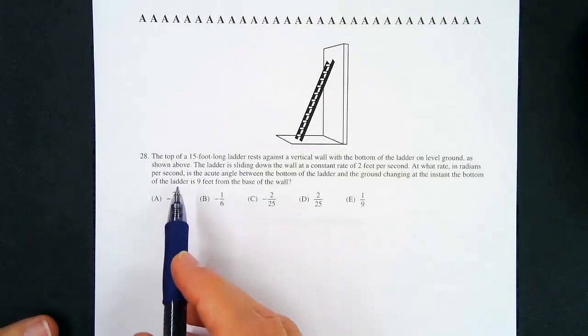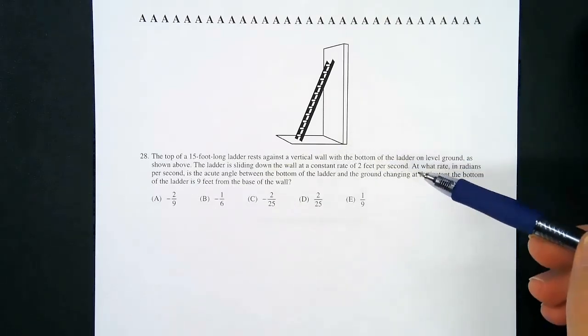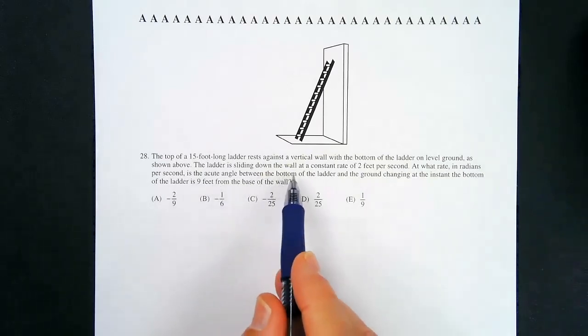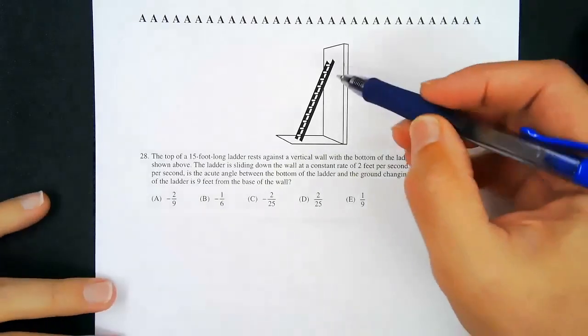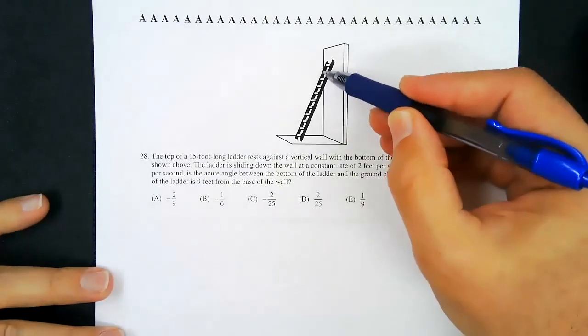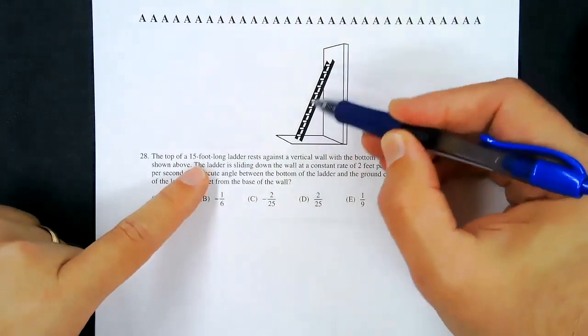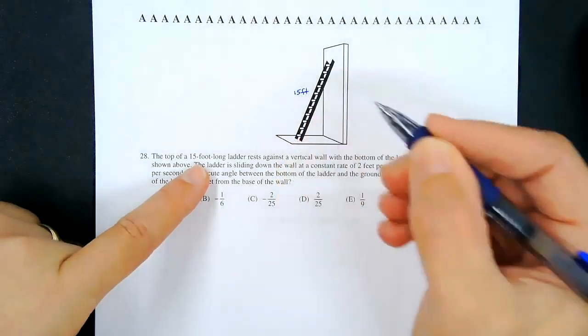So for this problem, the top of a 15-foot ladder rests against a vertical wall and the bottom of the ladder is on level ground, as shown above. The ladder is sliding down the wall at a constant rate of 2 feet per second. So we know this is sliding down the wall. The length of the ladder is not going to change. It's a 15-foot ladder, so we can label that 15 because it's going to stay 15 the whole time.